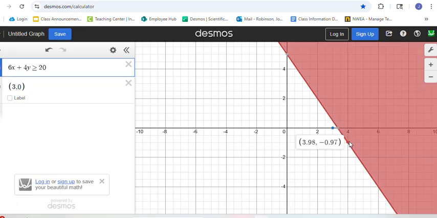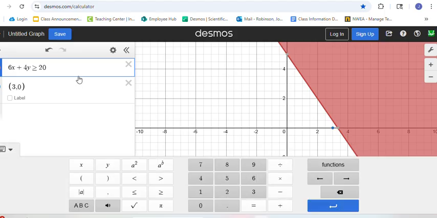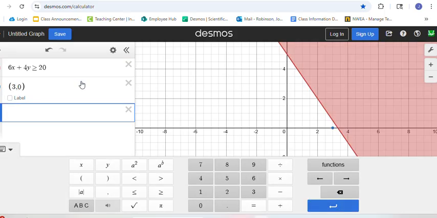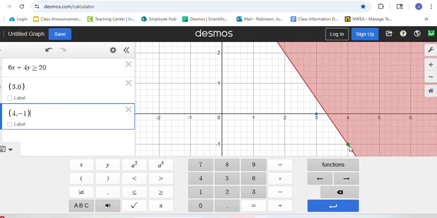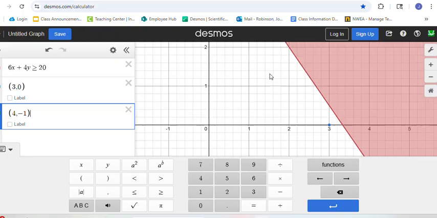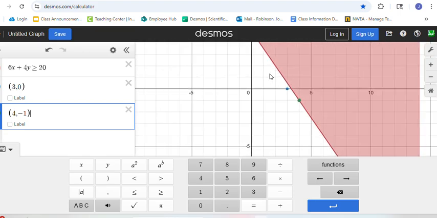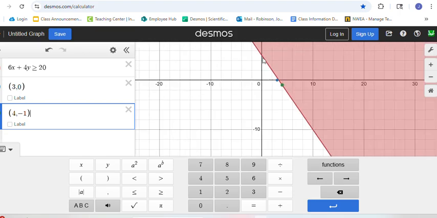This might be a point right here. What about 4, -1? I'm going to see if 4, -1 is a point on the line. So I come over, type in 4, -1. It labeled it. I think that's a good one. Alright, so 4, -1 is on the line, and then 0, 5. And so you would plot those points.